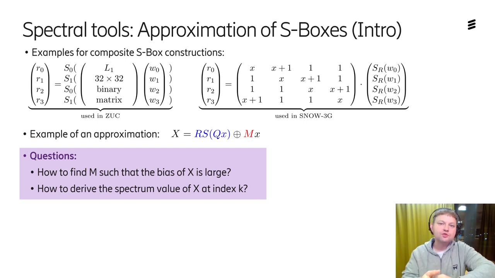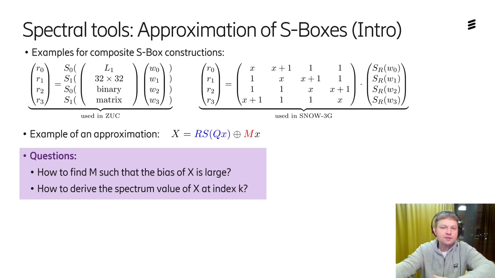Spectral techniques can also be used for an analysis and approximation of S-boxes. Normally, there are small-sized S-boxes which are then combined with linear transformations so that we get a large composite S-box. For example, in ZUC, we have 32-bit S-boxes composed by first applying a 32-bit linear transformation, then four 8-bit parallel S-boxes to individual bytes of the 32-bit input word. In Snow3G, it is vice versa. First, we use four 8-bit S-boxes, then afterwards we apply a linear combination matrix on the 32-bit word.